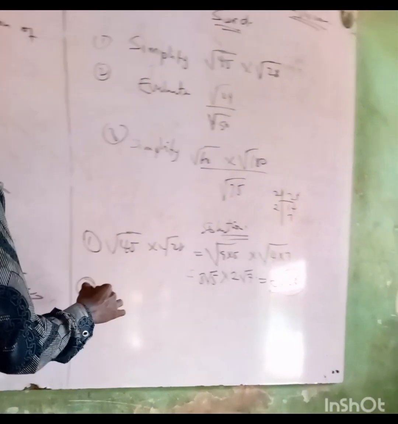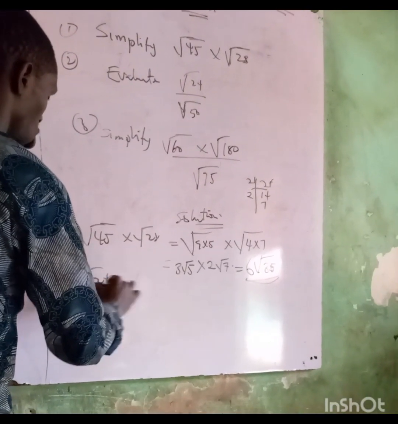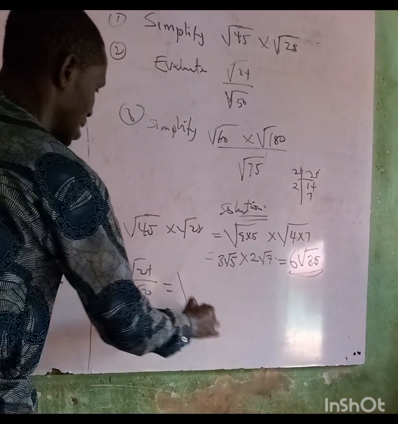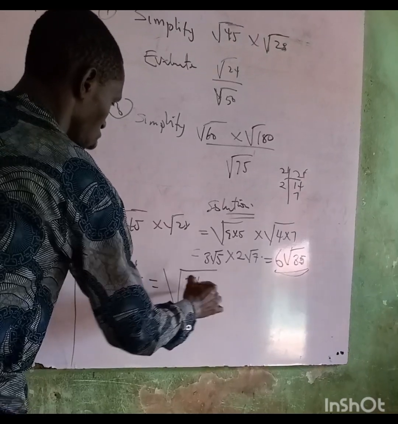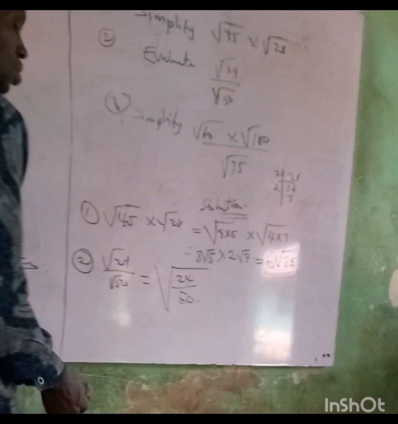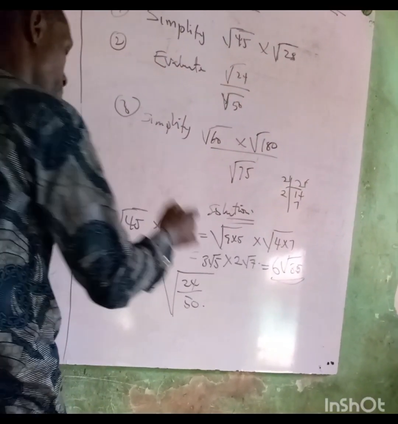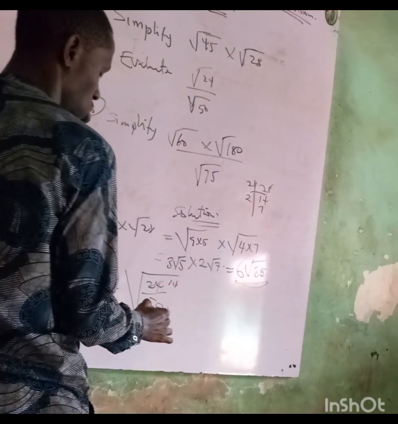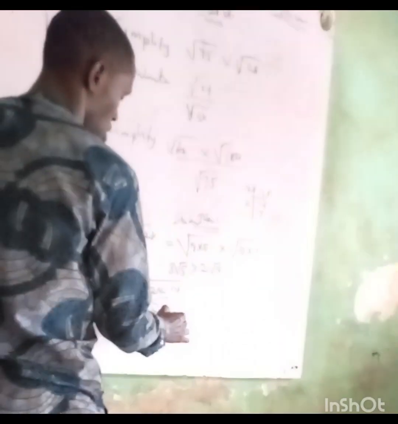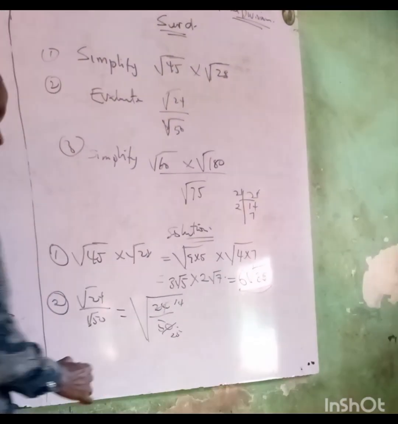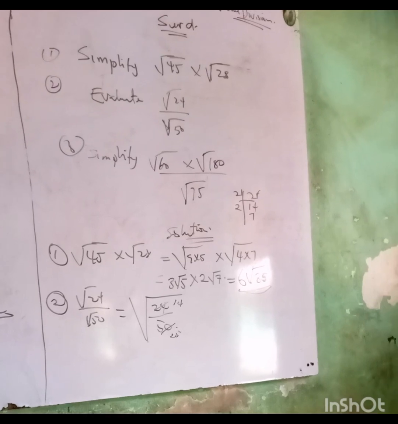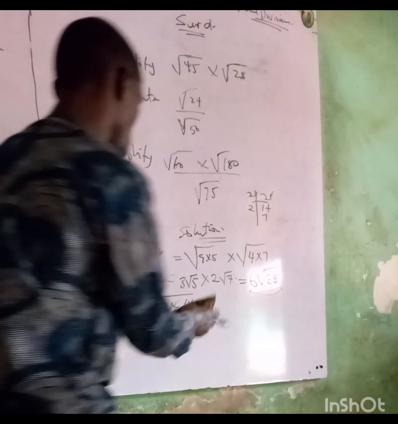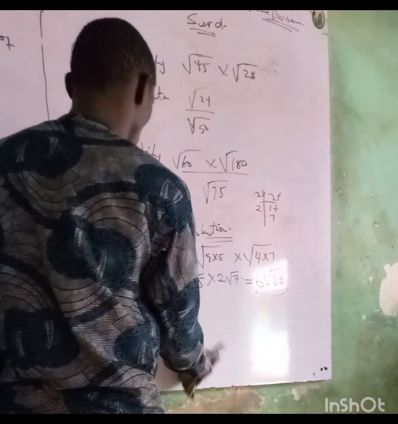The second one is root 24 over root 50. This is the same thing as writing everything into the root: 24 divided by 50. So let's divide. I think 2 here, 14, 2 here, 25. No, let's not divide. Dividing it will not give us what we want. So let's solve it one by one.